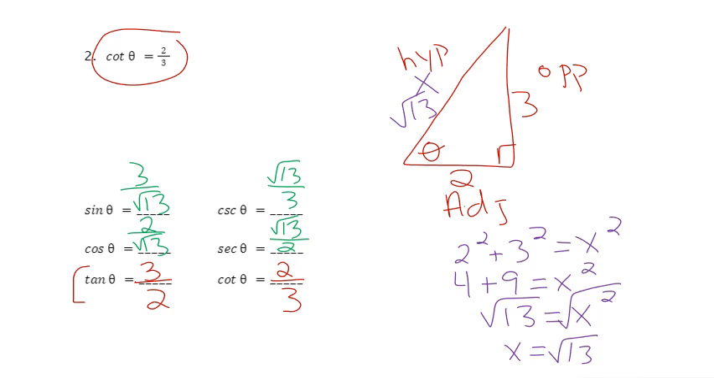And then finally, I'm going to check which ones I have to rationalize. And we have to rationalize sine and cosine. So when I rationalize these out, we would get 3 root 13 over 13. And 2 root 13 over 13. And those would be my final answers.